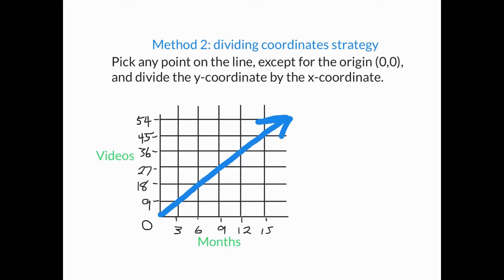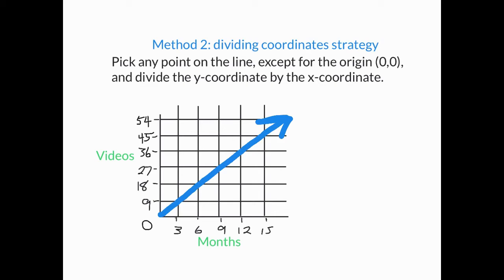And the way that works is we just pick any point on the line except for the origin. So do not pick the point 0, 0. That's this point over here, do not pick that for this strategy. But you can pick any other point that's on the line and just divide the y-coordinate by the x-coordinate. So let's see how that would work.